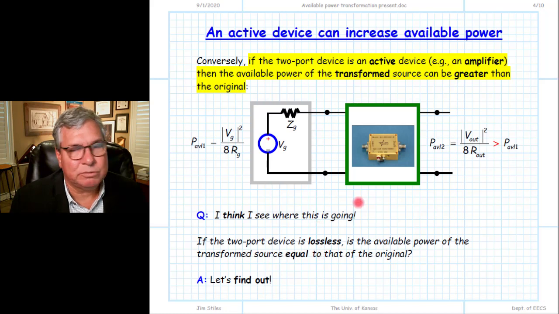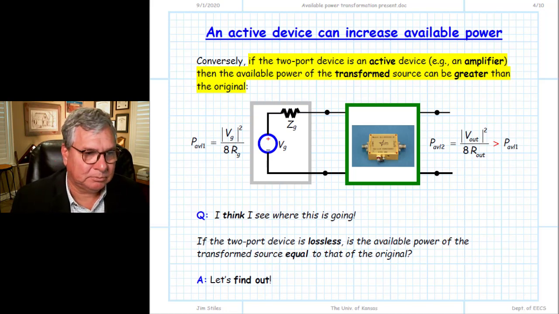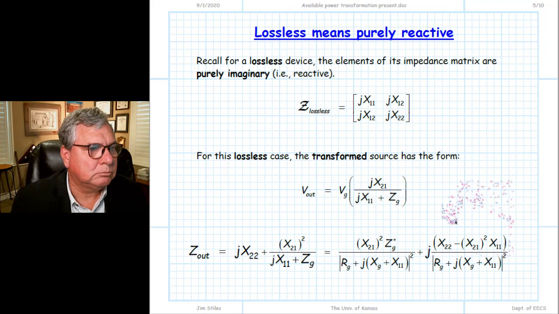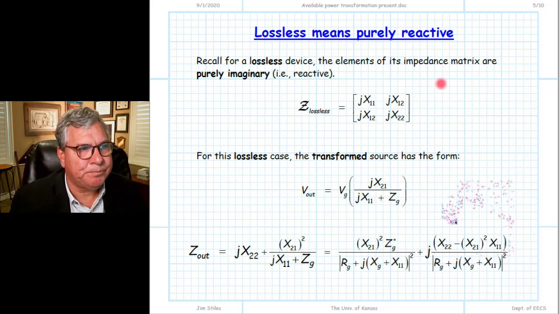Will a lossless two-port device leave the available power of the source unaltered? Let's see if we can determine whether that's true. Recall, if we have a lossless two-port device, then the impedance matrix is a reciprocal matrix whose elements are purely imaginary. The real component of each element is equal to 0. And so it'll be of this form.